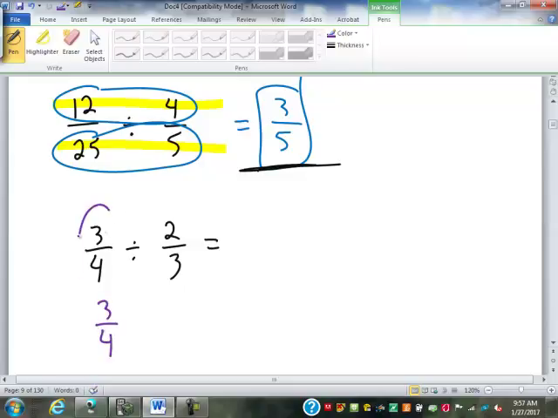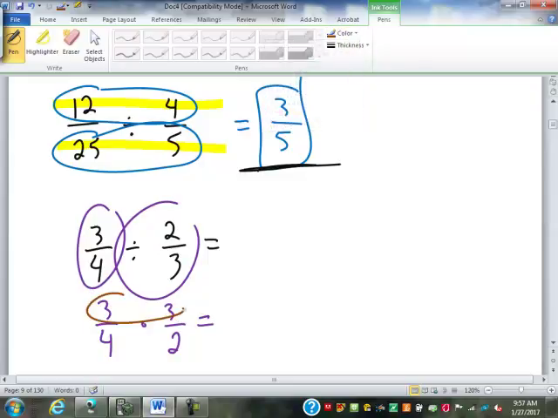The 3/4, the first number never changes. But instead of dividing by 2/3, we multiply by the reciprocal of 2/3. Reciprocal is just flipping the number over, exchanging the numerator and denominator. It'll be 3/2. And now, 3 times 3 is 9. 4 times 2 is 8. 9/8, of course, reduces to 1 1/8.